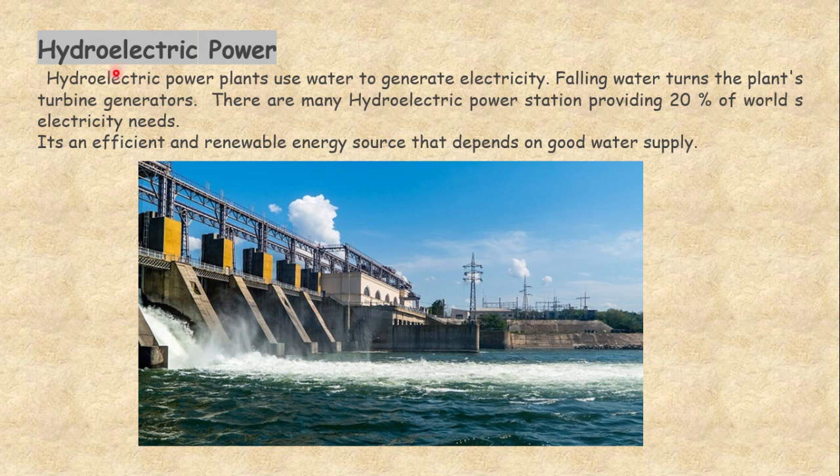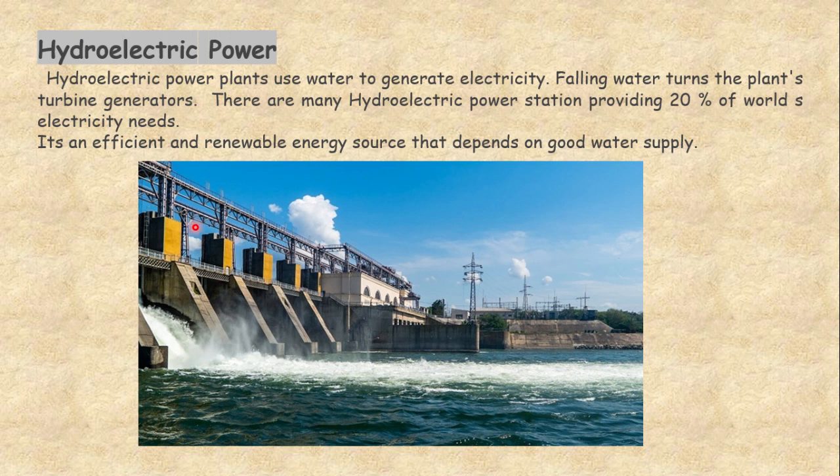Now we will see another use of water that is very important: hydroelectric power. Hydroelectric power stations or hydroelectric power plants use water to generate electricity. How? The falling water or flowing water turns the plant's turbines, which are connected with the generators, and that produces the electricity. What are generators? The generators produce the electricity. The energy from the falling water is converted to mechanical energy that moves the turbines, and the turbines are connected with the generator. So mechanical energy converts into electrical energy.